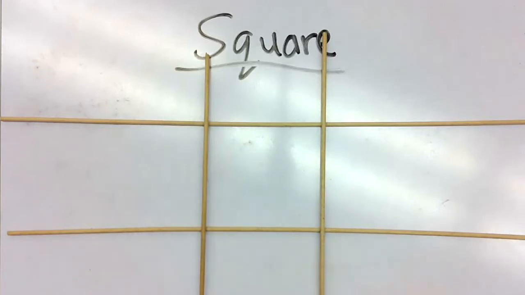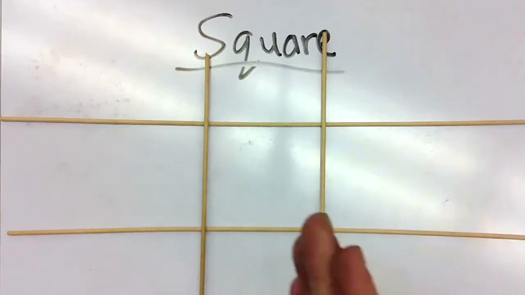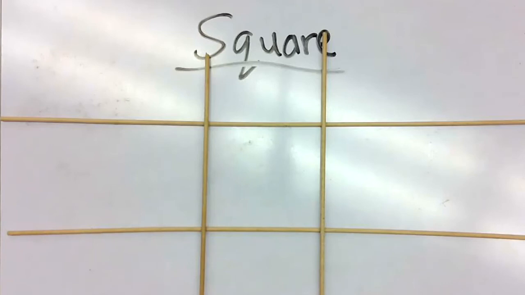That means the square is a rhombus, so it has the properties of a rhombus. The diagonals are perpendicular, and the diagonals bisect the opposite angles. A square is a rectangle, so it has the properties of a rectangle. The diagonals are congruent. And of course, a square is a parallelogram, so it has those four properties as well. Opposite sides are congruent, opposite angles are congruent, consecutive angles are supplementary, and of course, my favorite, the diagonals still bisect each other.